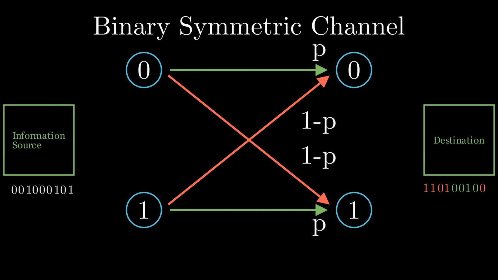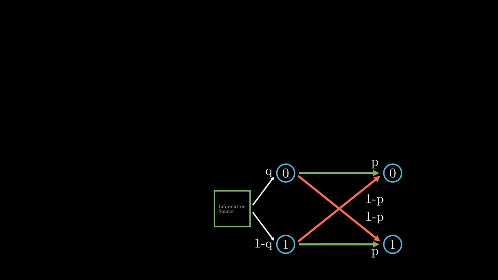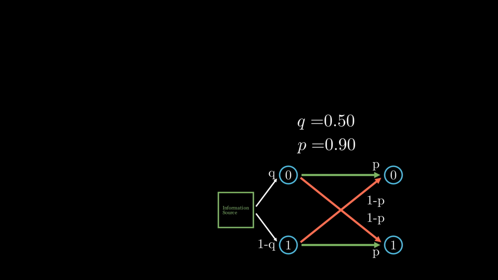We can now perform an analysis of the channel. Imagine that instead of a predetermined message, we send bit 0 with a certain probability, q, and we send 1 otherwise. Let's start by giving values to our probabilities for generating and flipping bits. When we have them, we can create a table that contains information about all possible combinations of sent and received bits.